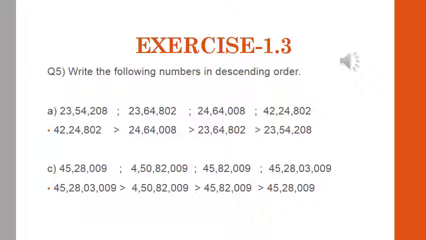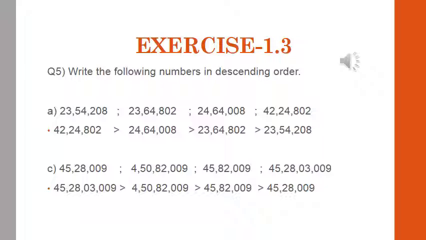In the C part, first we have to see the greatest number. As you can see, the greatest number, the last one, is 45 crore 28 lakh 3,009. This is the greatest one, because we have the crore place. In the crore period we have two places, that is 4 and 5, and in some of the numbers we don't have a crore period, and in one of the numbers we have only one place in the crore period, that is 4 only, if we talk about the second number. So this shows that the last number, 45 crore 28 lakh 3,009, is the biggest number.